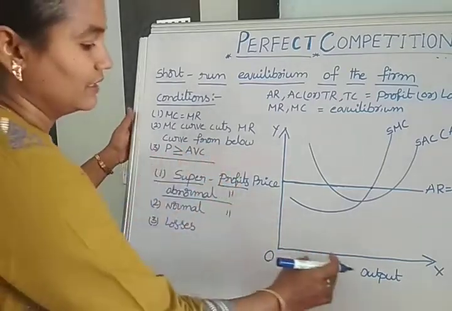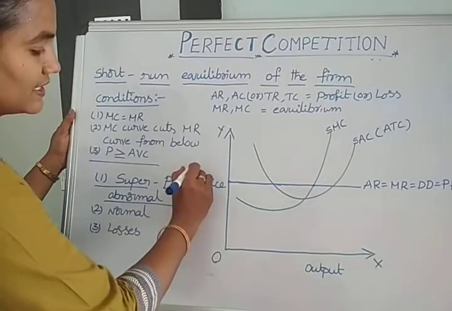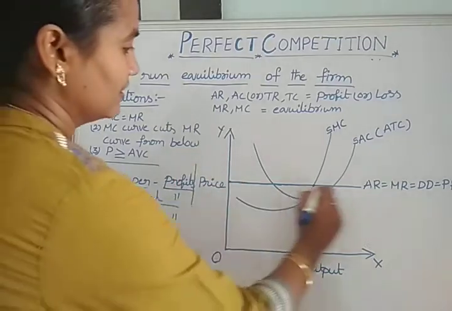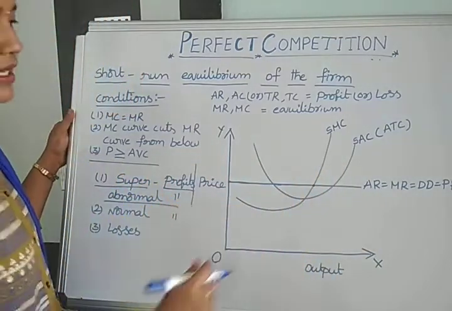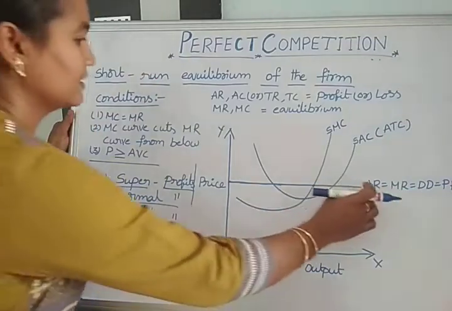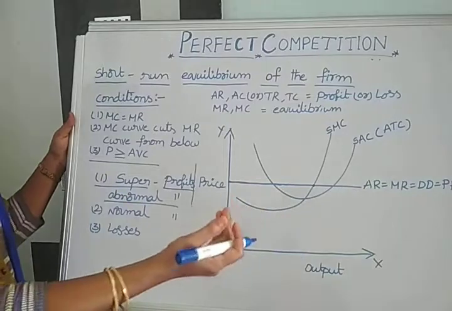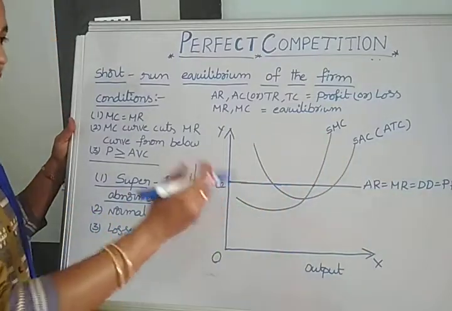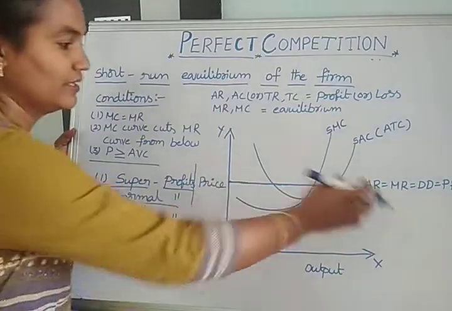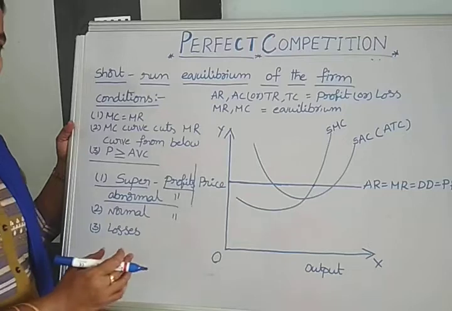Here the OX axis represents output, and the OY axis represents the price of the commodity. This curve is AR, MR, DD, price. This curve is parallel to the OX axis. AR means average revenue, MR marginal revenue, and DD is the demand and price. These are all combined in only one curve, parallel to the OX axis. The main reason is that price is always constant.